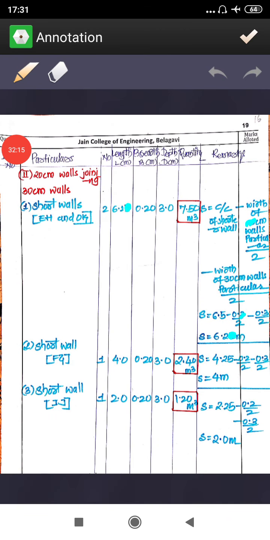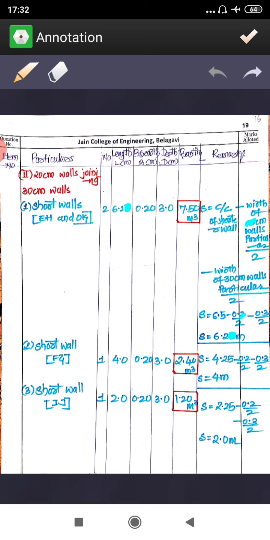Now for the shorter walls EH and OK, see here 6.5 minus 0.3 by 2 minus 0.3 by 2, it is 6.20 something, and then we are going to get the length here, 6.20, two numbers into 0.2 into 3 meter height, so altogether you are having 7.50.